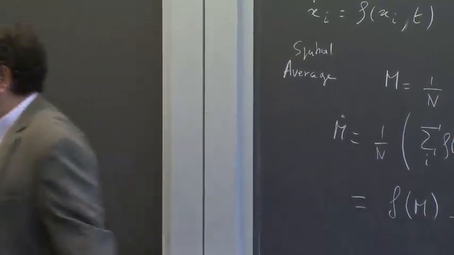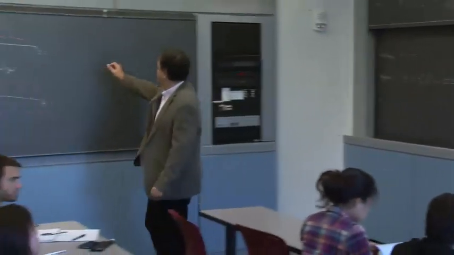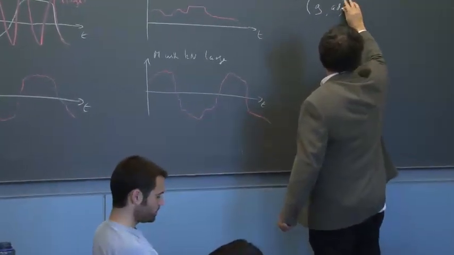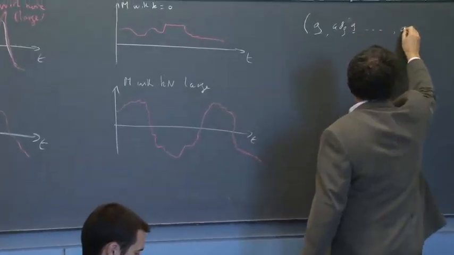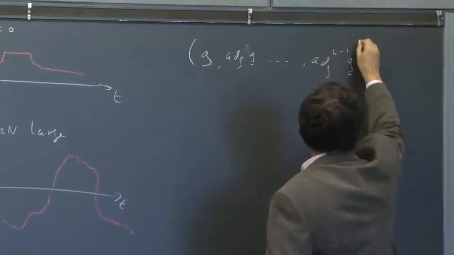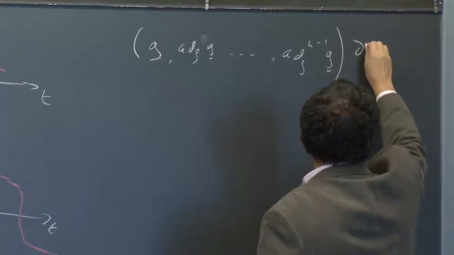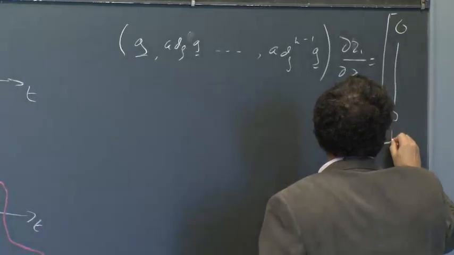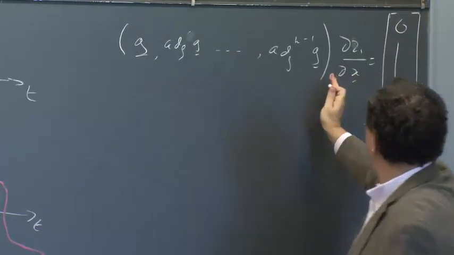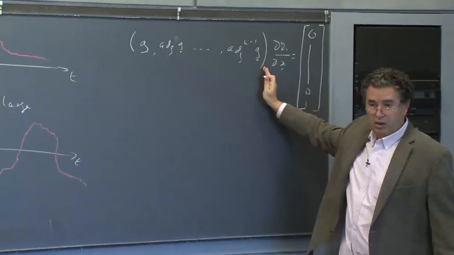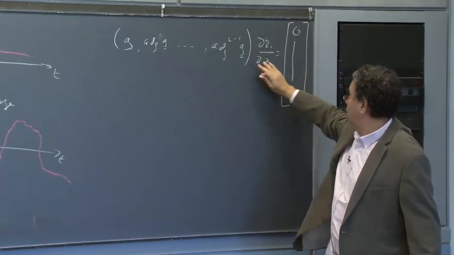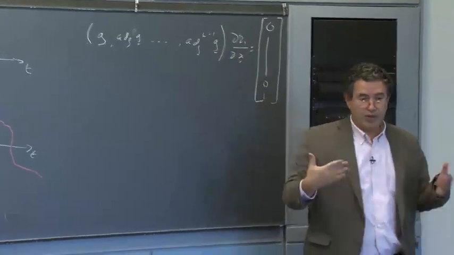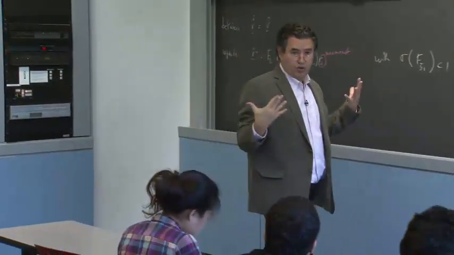So remember we had these G, ad_f G, and so on, up to ad_f^(n-1) G, and then we had dZ1 over dx, and that had to be equal to (0, 0, 1). This matrix was invertible because of controllability. Therefore, this gave us this. But of course, for this to make any sense, this better be a gradient. And we said that led to the involutivity condition, which were integrability conditions.